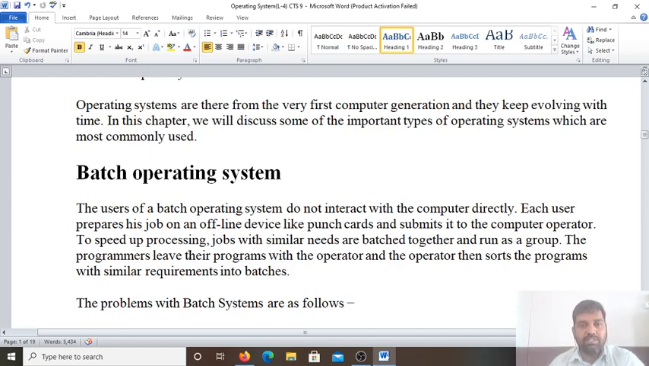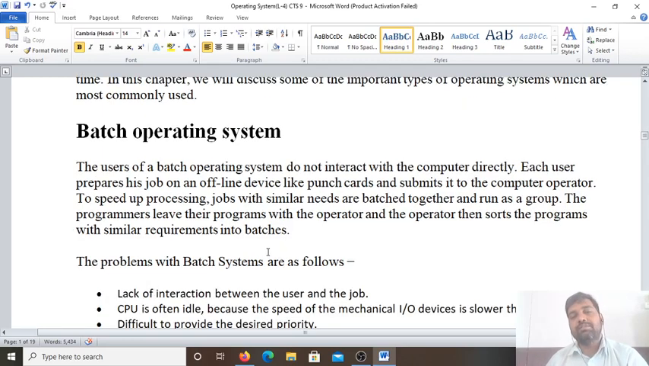To speed up the processing, jobs with similar needs are batched together and run as a group. So similar instructions are batched together and run as a group. Programmers leave their programs with the operators, and the operator then sorts the programs with similar requirements into batches. After some time, they come back and take the output.